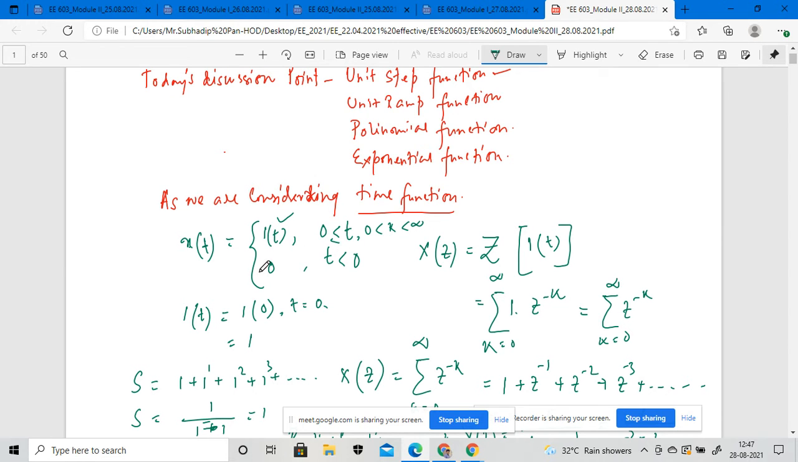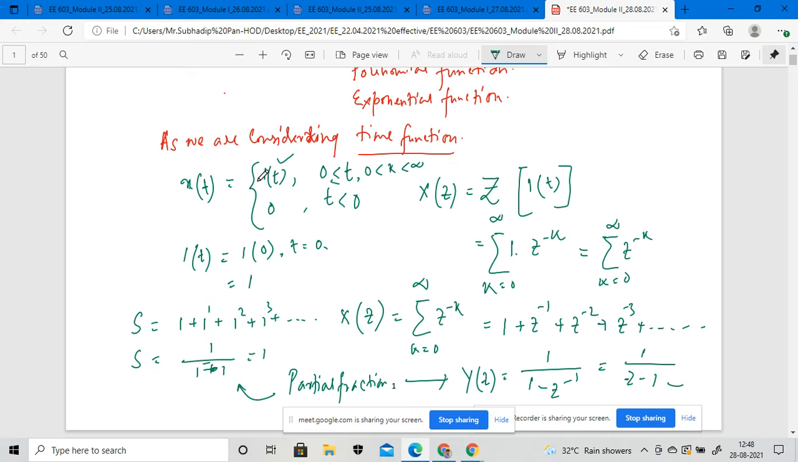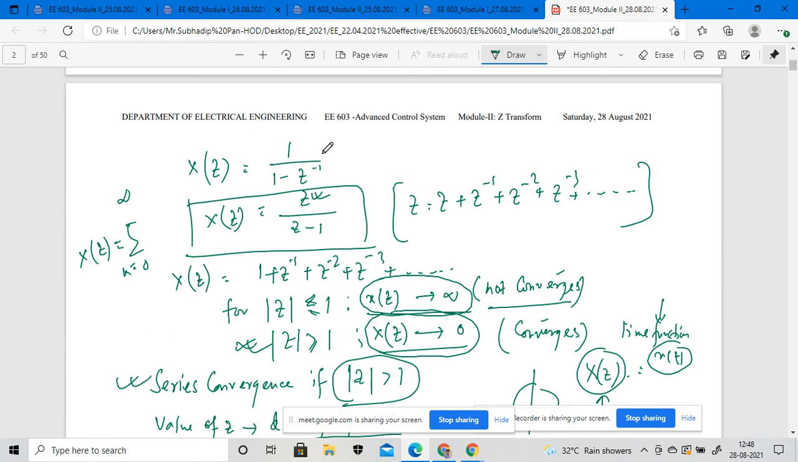Okay, and if the x of t value will be 0, that will be the limit where t will be less than 0. So accordingly we will do the z transformation, and we will find the values of the z transformation of x of z, for the unit step function, right?